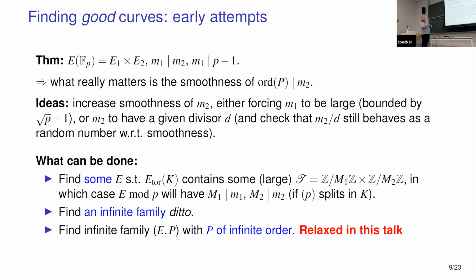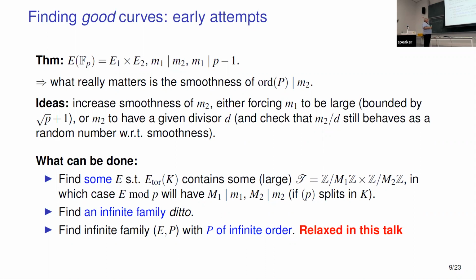Okay, so the idea, what really matters? The maximal order of a point is M2. So why not try to have M2 small? Or M1 big? Or maybe we can force M2 to have a given divisor D. And the moral of everything is that a smaller number is more easily smooth than a large number. Okay, and maybe we can do better.